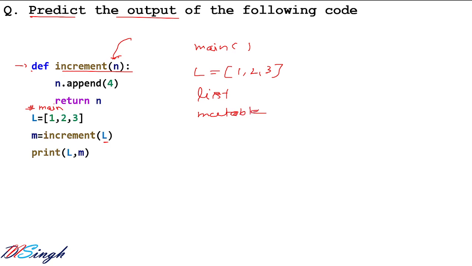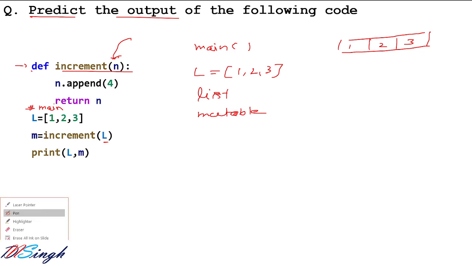List is a mutable data type. So whenever you pass a list to a function as an argument, always a reference to the list is passed. What is passed? Reference to the list is passed. So if it is a list, let me draw it: 1, 2, 3. Indexes will start from 0. Forward indexes I am talking about, and the index will be 0, 1, 2, and L is pointing to that list.